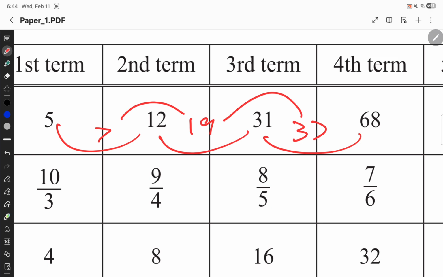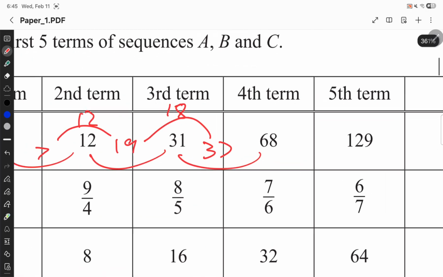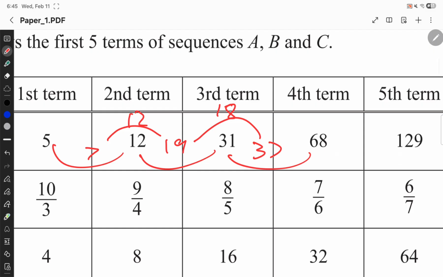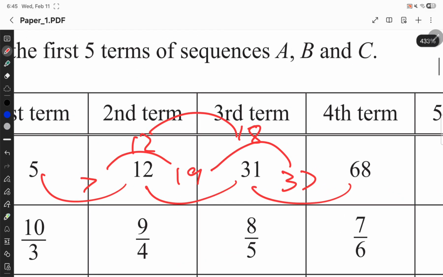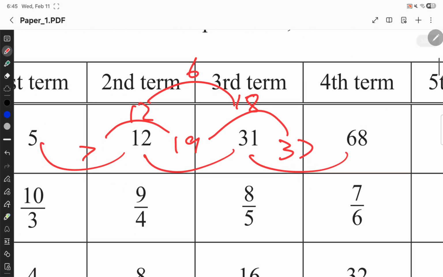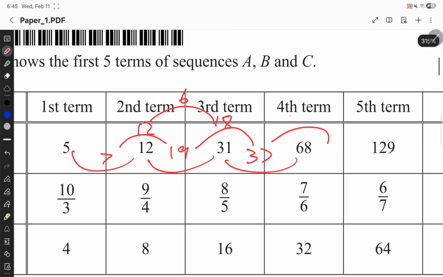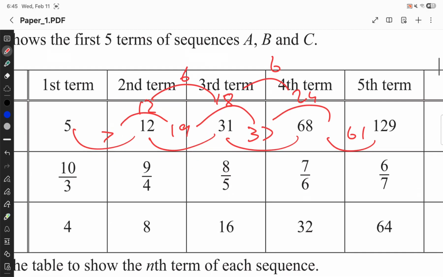So is the difference of differences the same? Let's see. 19 minus 7 is 12. 37 minus 19 is 18. Ooh, okay. It is not. So it might be a cubic. So 18 minus 12 is 6, and that is the constant. And we know this would be the same case here. If you want, let's just verify: 61 minus 37 is 24, and 24 minus 18 is 6, which is a constant.